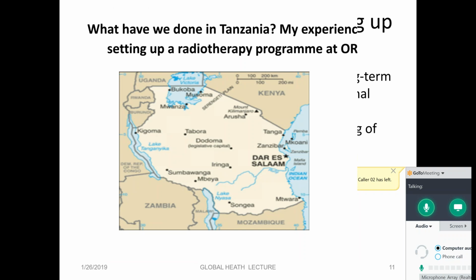We should invest so that we can give our patients the best of the care within the borders of our countries. With political will and commitment, and allocating funds for radiotherapy, it's possible to successfully set up and sustain radiotherapy programs in Africa. With this, I would like now to open up a discussion.